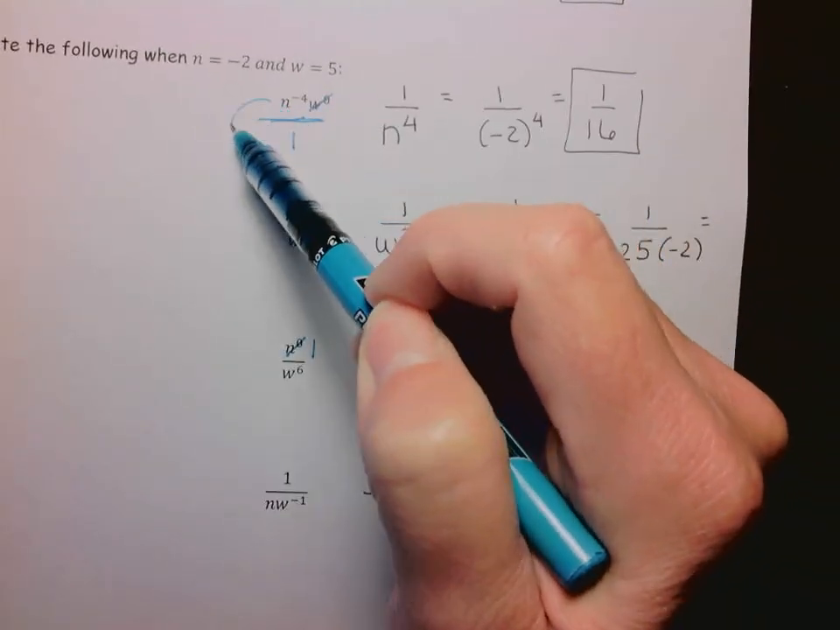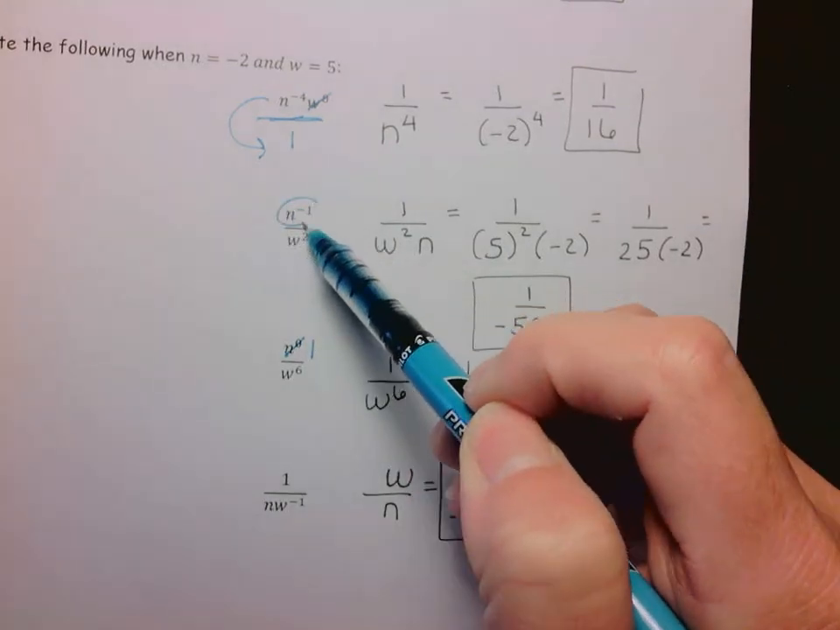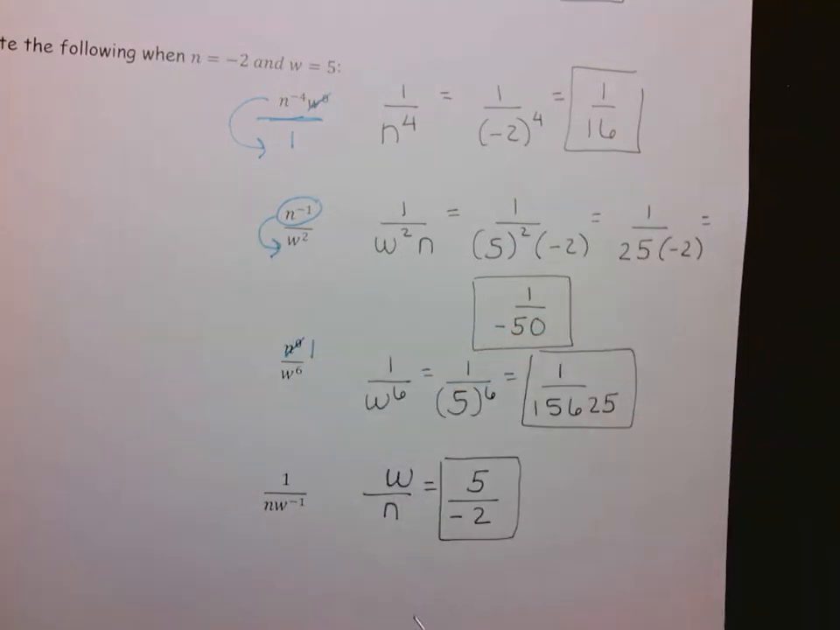This n to the negative 4th power needs to go into the denominator. This n here is going to have to go into the denominator. This w is going to have to move and go into the numerator. But remember, you're only moving the variable that has the negative exponent.